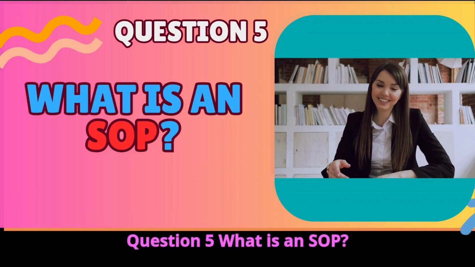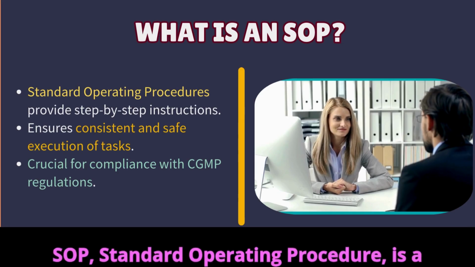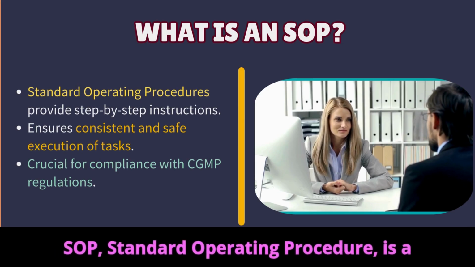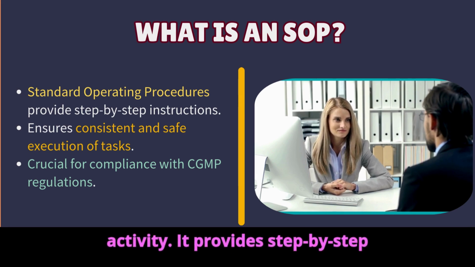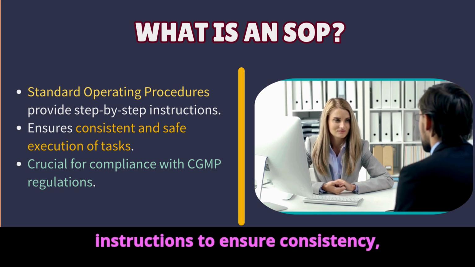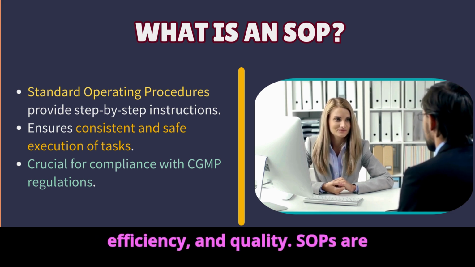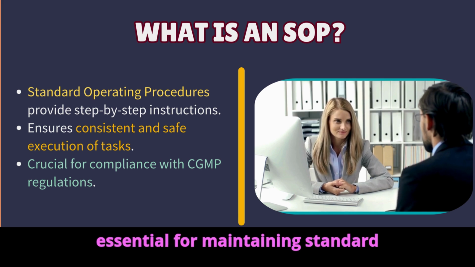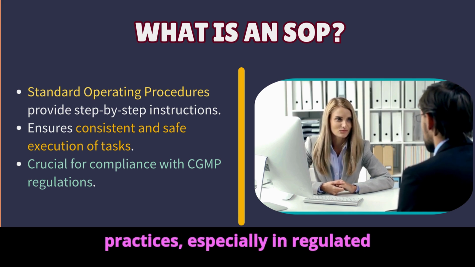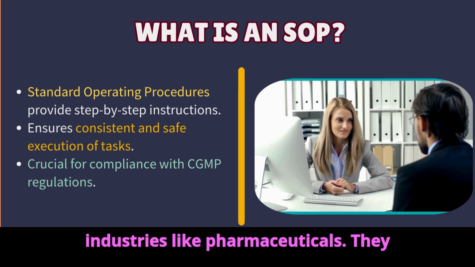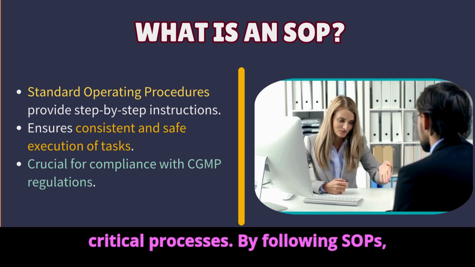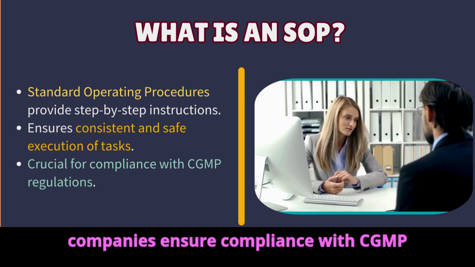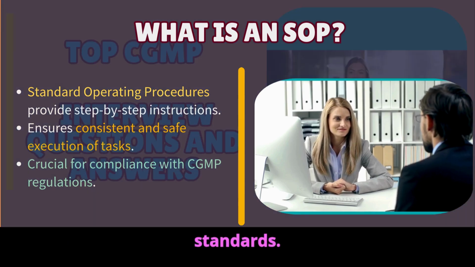Question 5. What is an SOP? Response. An SOP, standard operating procedure, is a detailed guide for performing a task or activity. It provides step-by-step instructions to ensure consistency, efficiency, and quality. SOPs are essential for maintaining standard practices, especially in regulated industries like pharmaceuticals. They help train employees and reduce errors in critical processes. By following SOPs, companies ensure compliance with cGMP standards.